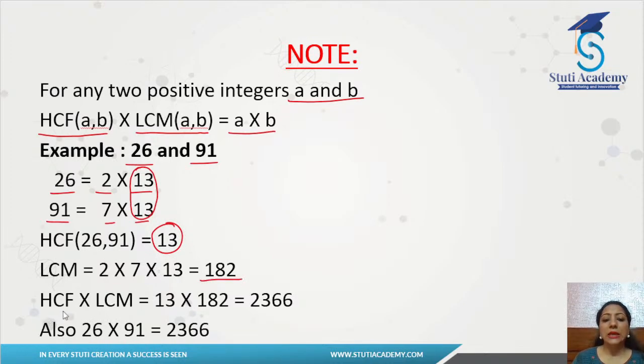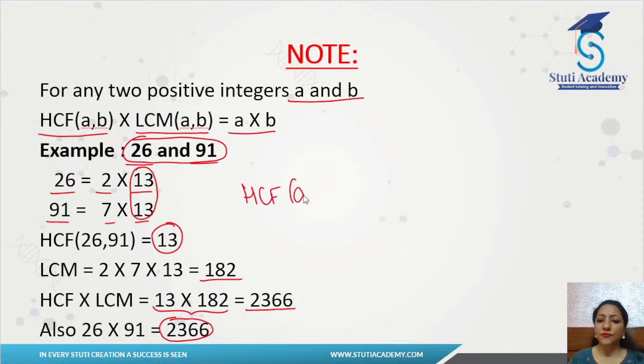Now if we take the HCF and the LCM and we multiply them, we are going to get 2366. Also, if we take the original numbers, the numbers which we took right in the beginning, 26 and 91, then also the product will come out to be 2366. So from here we can conclude that if we have HCF of two numbers and we have LCM of those two numbers and we multiply them, we will get the product same as product of the given numbers.